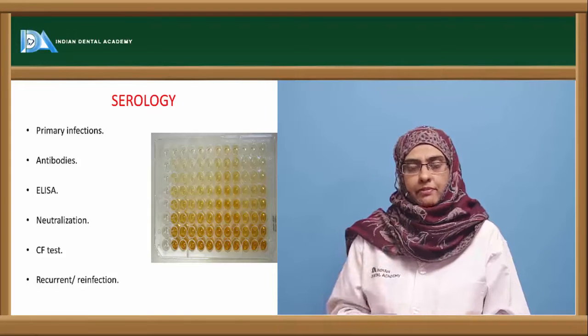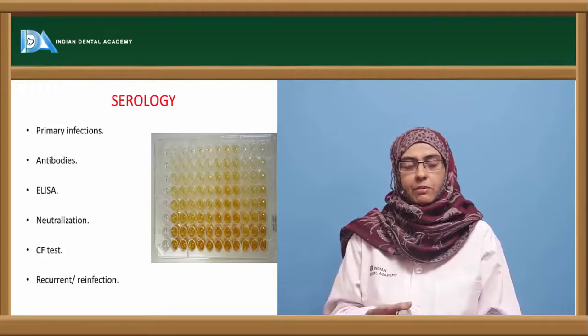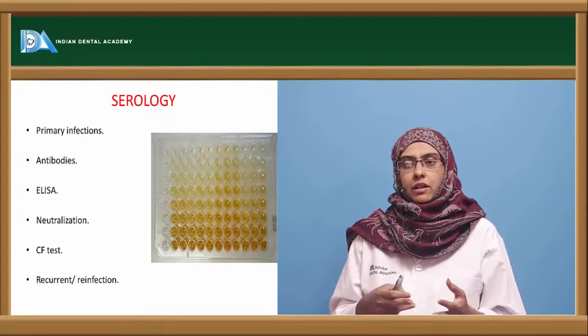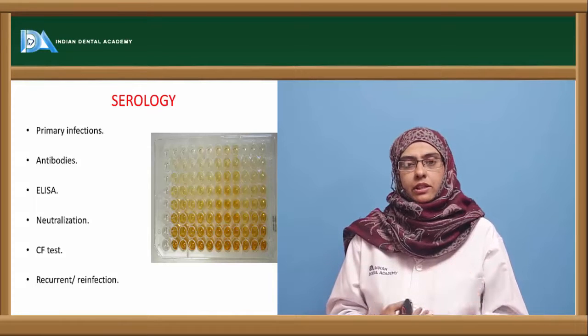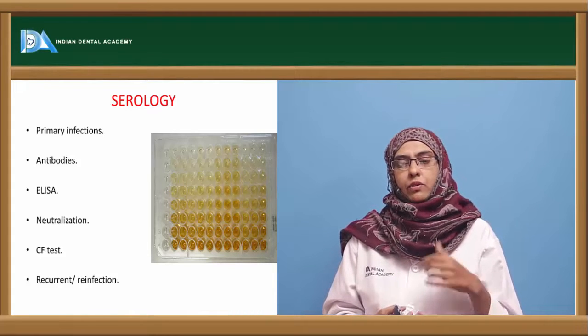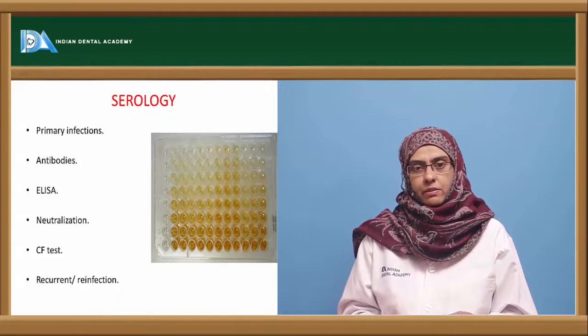During the primary infection, a high titer of antibodies is produced, which can be identified either by the ELISA technique, the neutralization test, or the complement fixation test. These antibodies are of low value when we are looking at recurrent infections or reinfection.